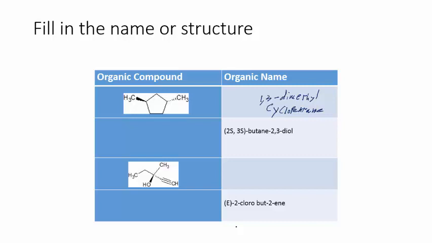1,3-dimethylcyclopentane. There are actually three varieties of 1,3-dimethylcyclopentane. One with the methyl groups on the same side, and two with the methyl groups on opposite sides. You could simply call it trans, but that would only narrow it down to two. So the most accurate way to name this is using Cahn-Ingold-Prelog stereochemistry.